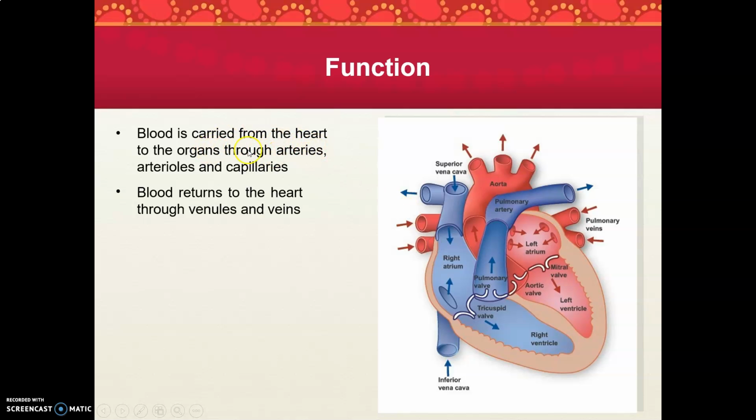Now, blood is carried from the heart to the organs through arteries. Arteries are the blood vessels which carry blood away from the heart. They are comparatively thick-walled and deep-seated. Arterioles and capillaries are further branched from the arteries. Blood returns to the heart through venules and veins. Veins are thinner as compared to arteries. They have valves present in them to prevent backflow.